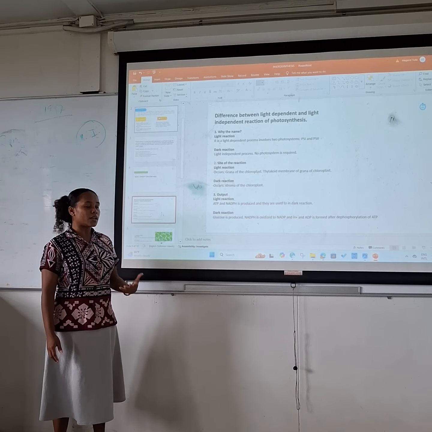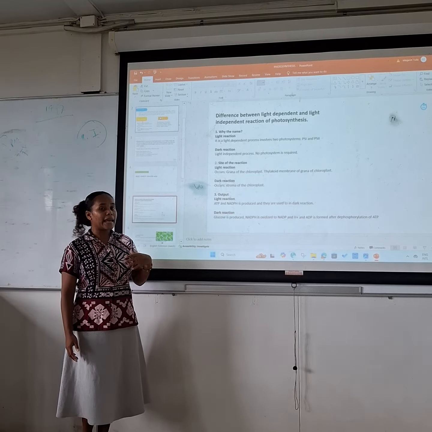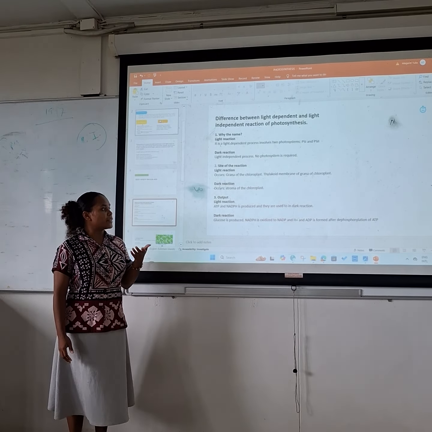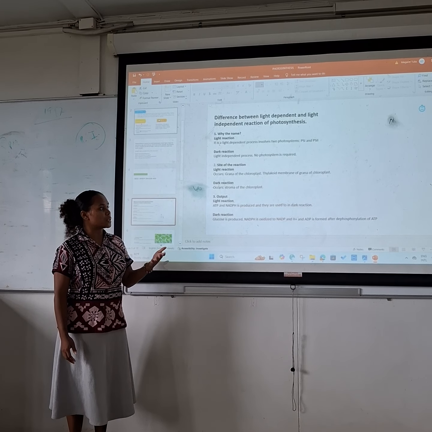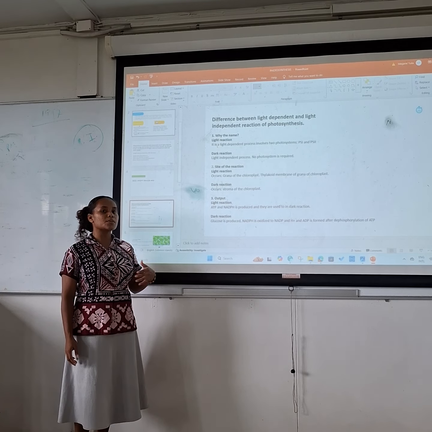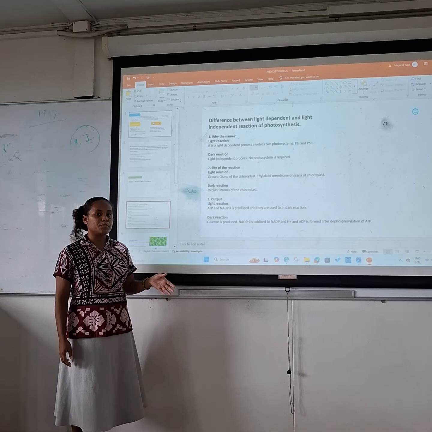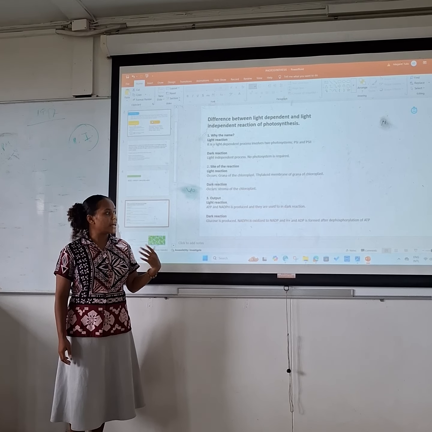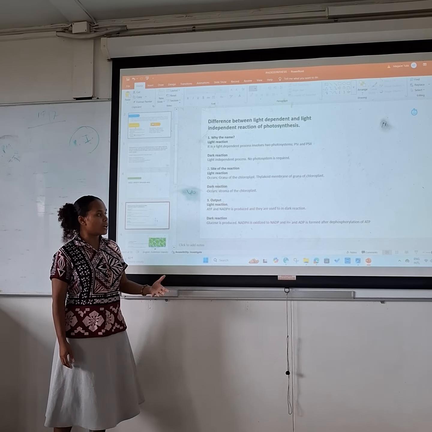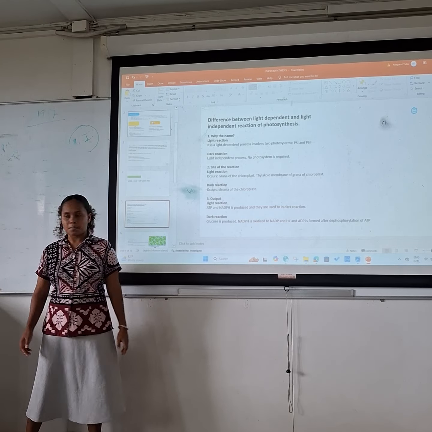The third difference is output. For light reaction, ATP and NADPH are produced, and they are used in the dark reaction. For dark reaction, glucose is produced, NADPH is oxidized to NADP+ and H+, and ADP is formed after dephosphorylation of ATP.